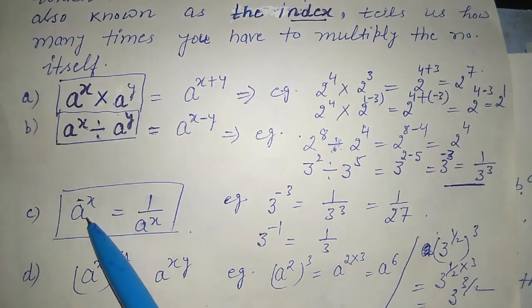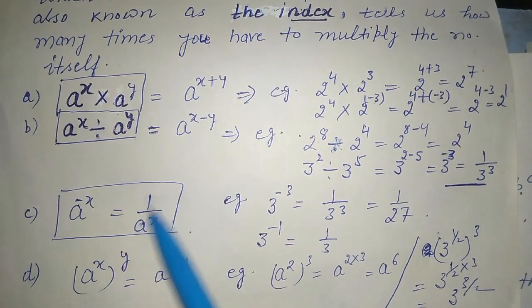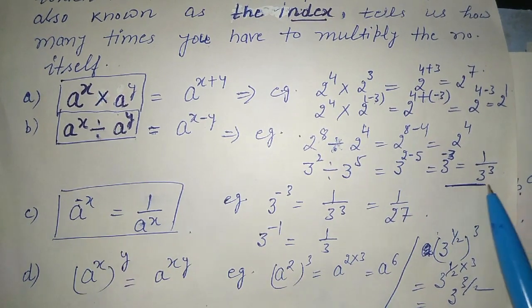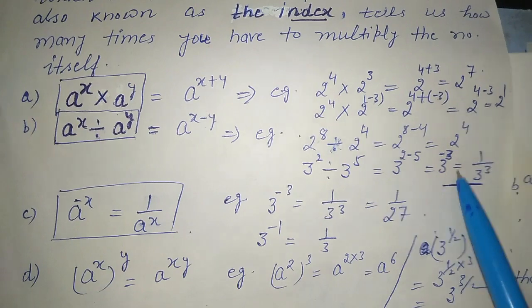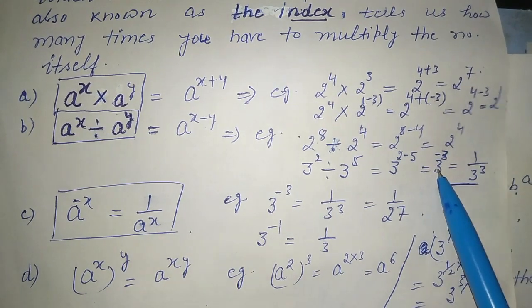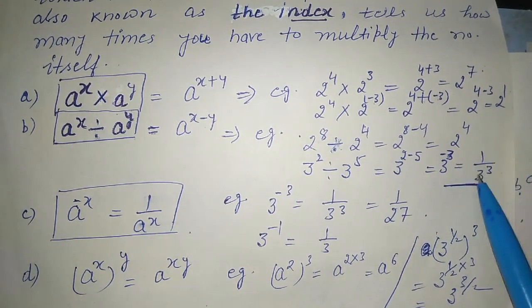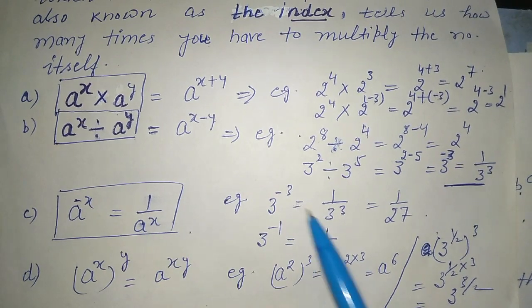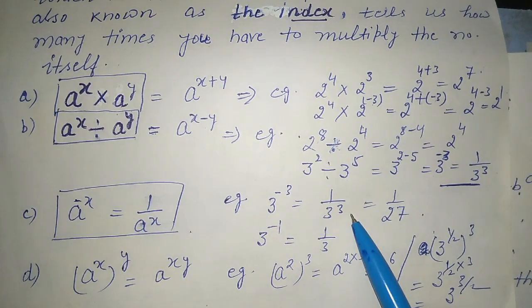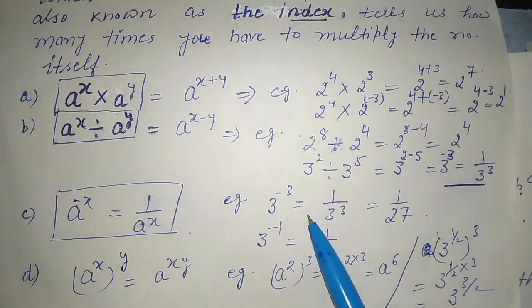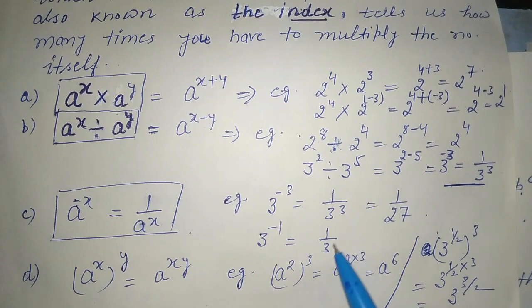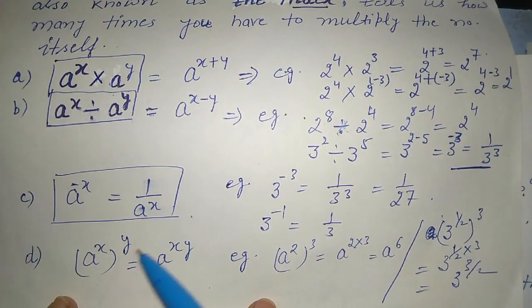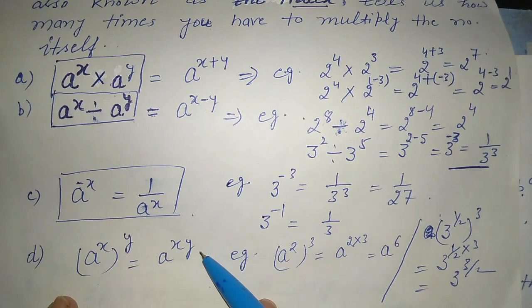The next property is a to the power minus x is equal to 1 upon a to the power x. Means negative power. This property has come from the previous question. It is written here that a to the power minus x is equal to 1 upon a to the power x. If the power is negative, it becomes positive. 3 to the power minus 3 becomes 1 upon 3 to the power 3, which is 1 upon 27. The next property is a to the power x, all to the power y, is equal to a to the power xy.